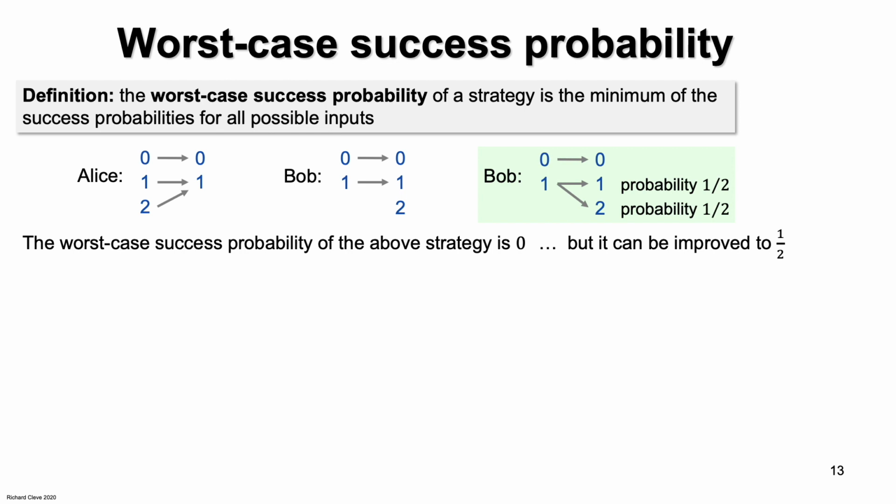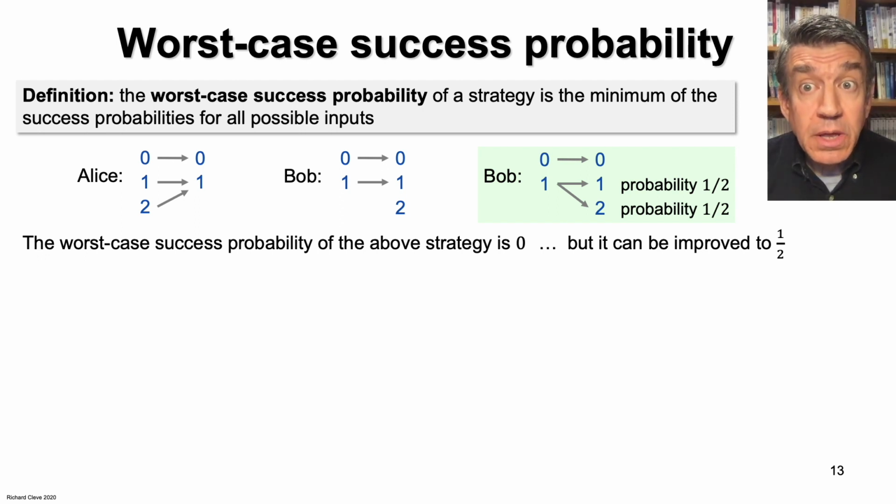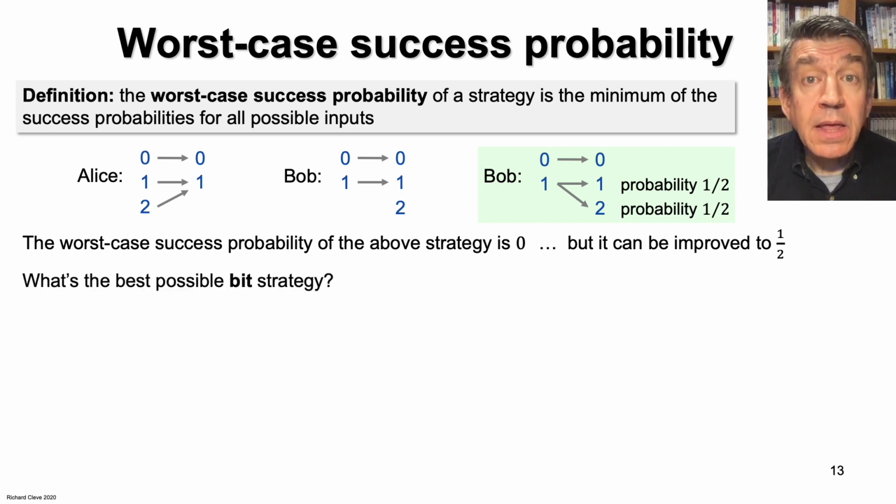Success probability 1/2 may seem like pretty weak performance. But if there were no communication from Alice to Bob, then the best success probability for Bob would be 1/3. So the bit strategy is achieving something. It's increasing Bob's success probability from 1/3 to 1/2. As I was preparing this lecture, I wondered what the optimal worst-case success probability is for a bit strategy. I couldn't think of any better strategy than the one given here. On the other hand, I also couldn't prove that 1/2 is the best possible.